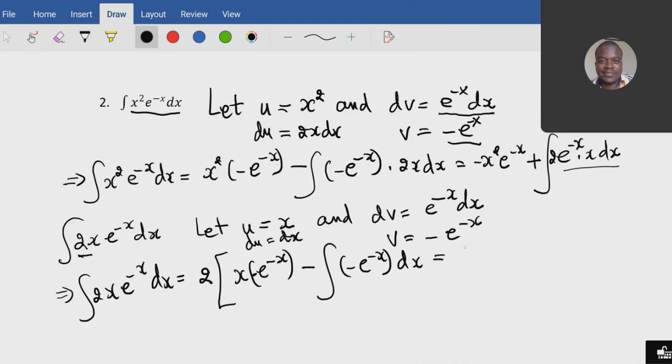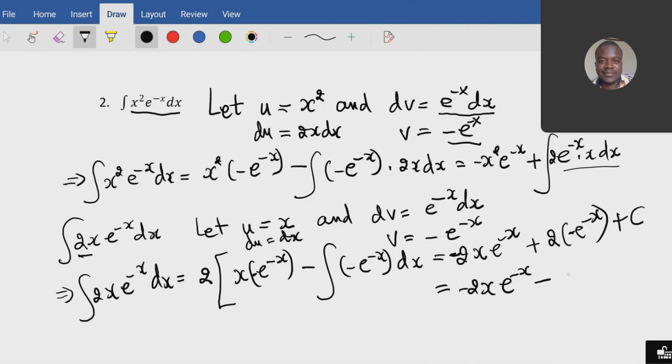This is therefore equal to negative 2 times x times e to the negative x, plus, since it's minus minus, 2 multiplied by the integral of e to the negative x, which is just negative e to the negative x, plus our constant of integration c. Therefore this is equal to negative 2 times x times e to the negative x minus 2 times e to the negative x plus c, which is our final answer for this problem.